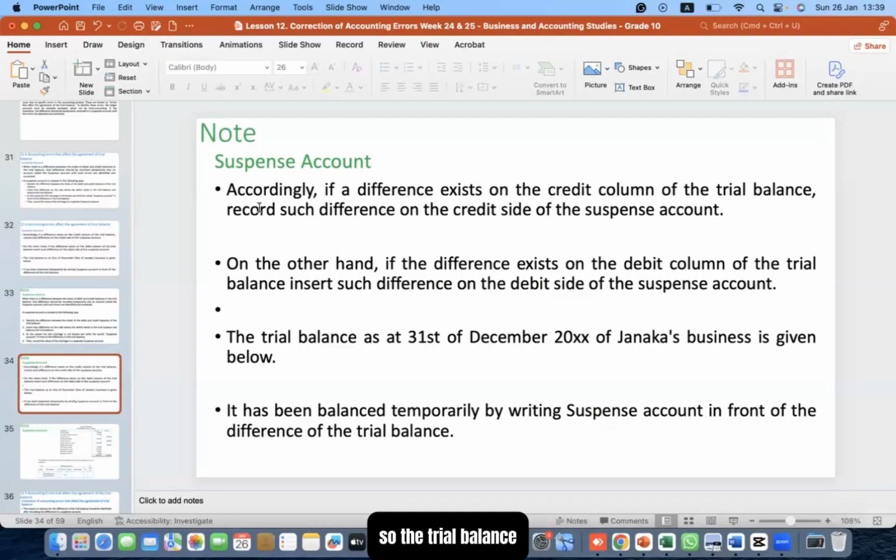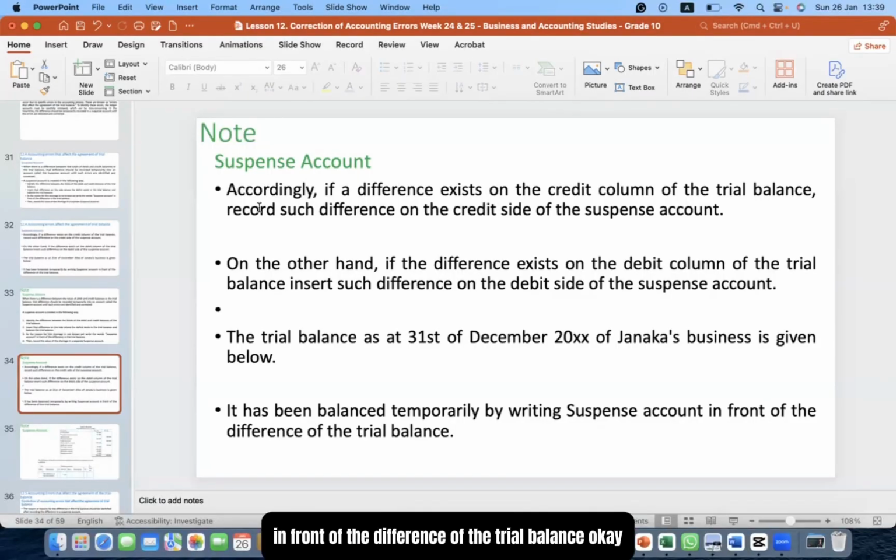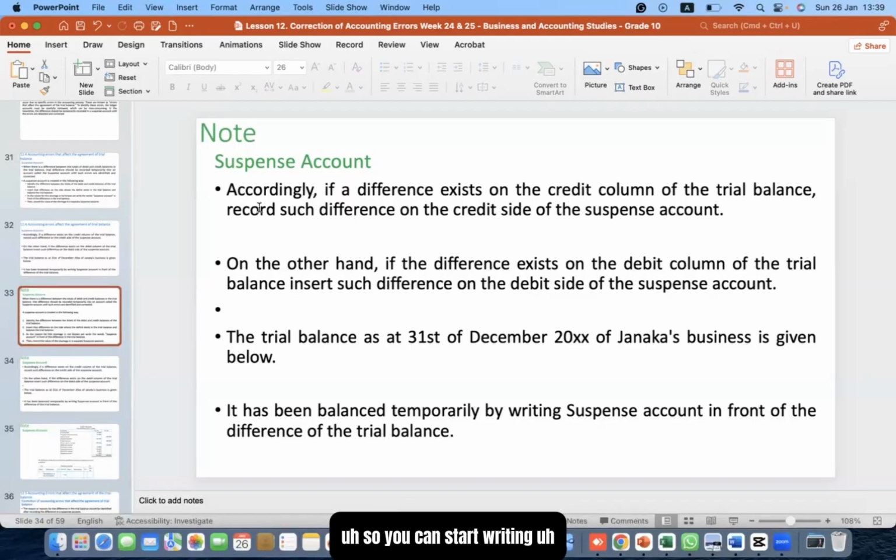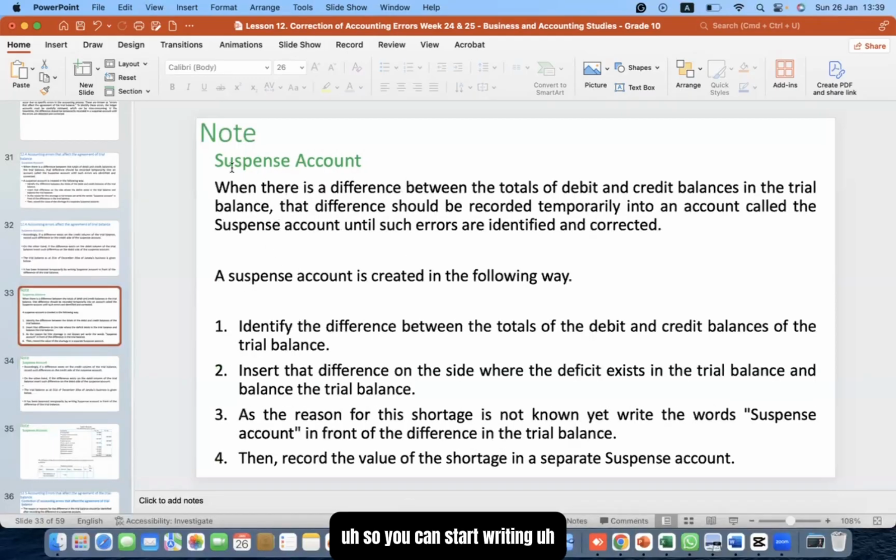So the trial balance as at 31st December of Janaka's business is given below. It has been balanced temporarily by writing suspense account in front of the difference of the trial balance. Okay. So you can start writing, put the heading, subheading suspense account, and then you can start writing the note. Okay.